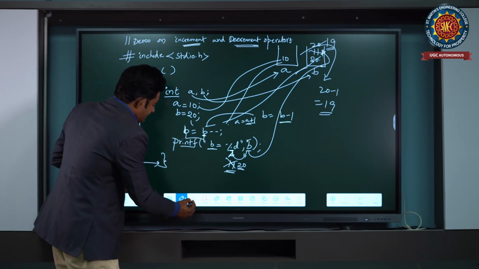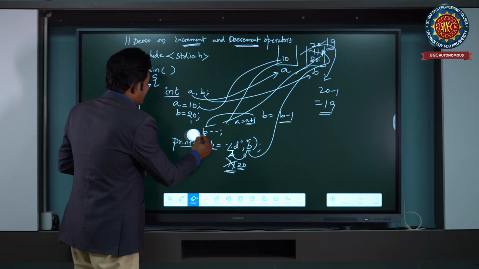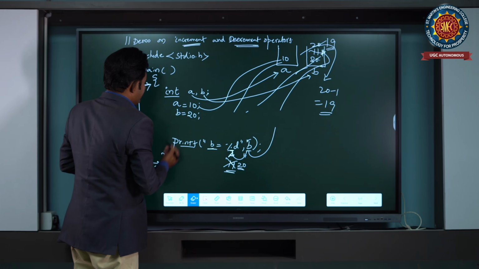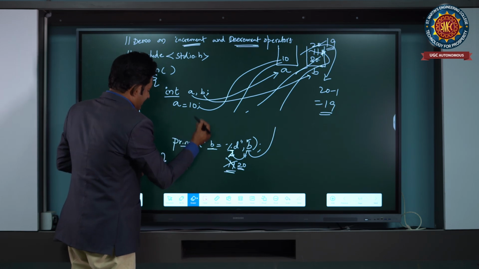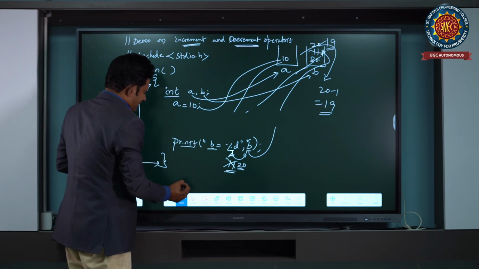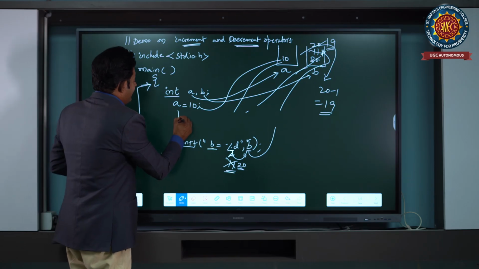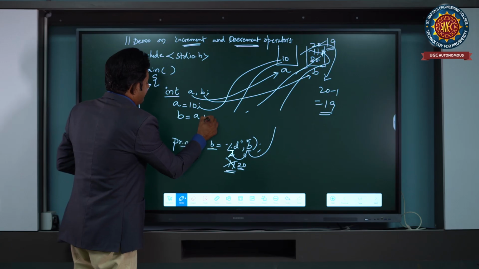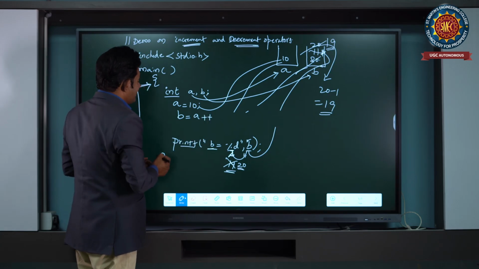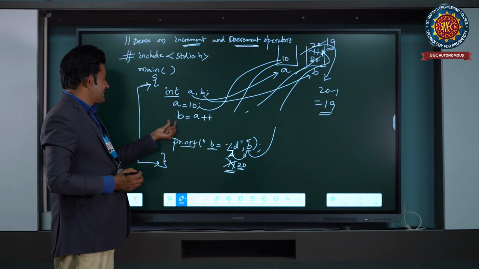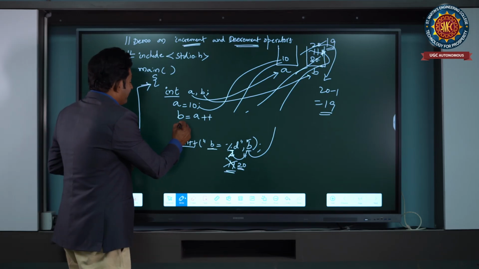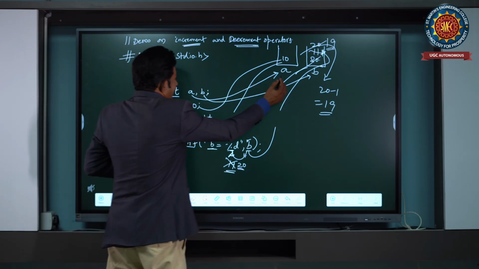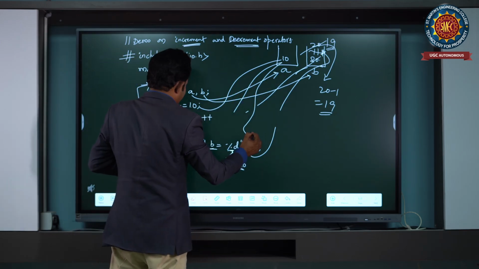Suppose we use one more value here. So now I will use only one variable here, that is A is equal to 10, B is equal to A plus plus. Then the printf statement prints only the value of A, which is 10, and that 10 is printed here.